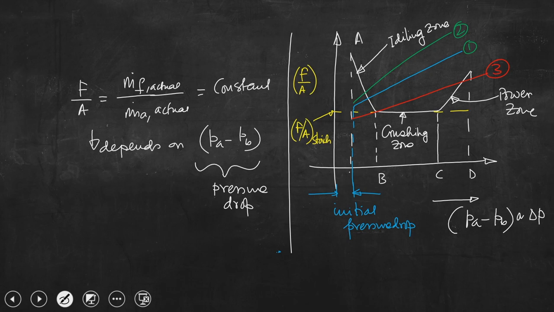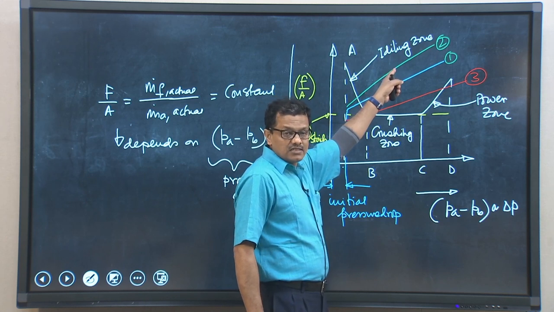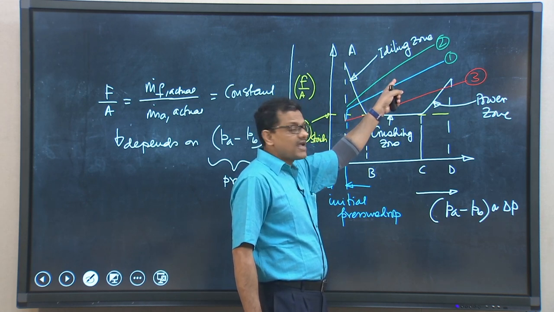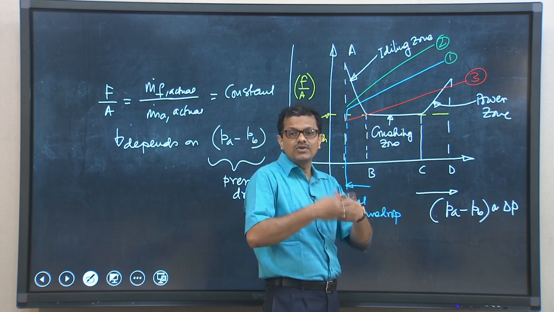If we consider these 3 different cases, what we can see is that if a simple float type carburetor is designed to supply the fuel air ratio for the idling zone, that means if we design to supply the fuel air ratio following line 2, it will increase with change in pressure drop. Maybe it is good enough to supply the fuel air ratio during the idling zone. But if the same carburetor is used to supply the fuel air ratio for the cruising zone and power zone during engine operation, then the fuel air ratio supplied by the carburetor is far too rich during the cruising zone and power zone.